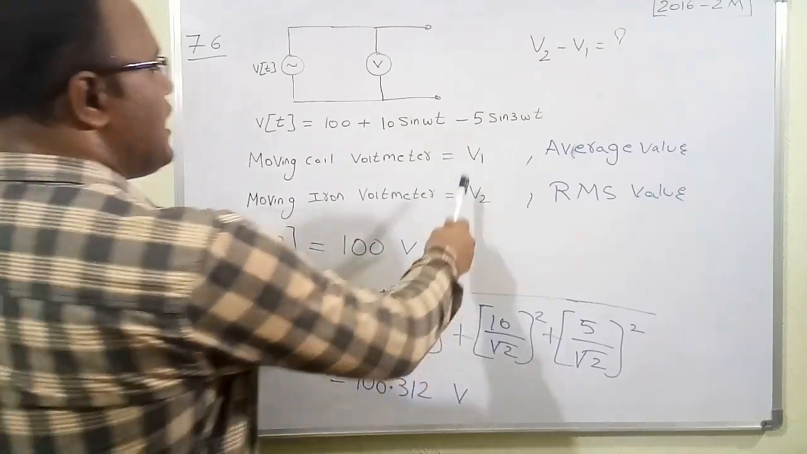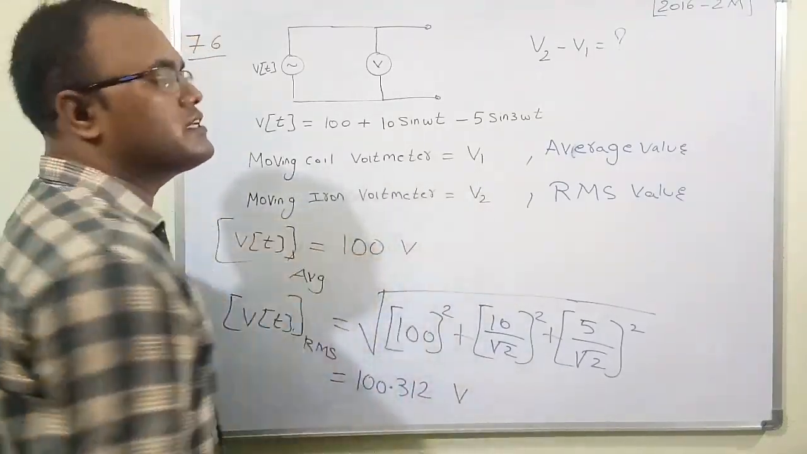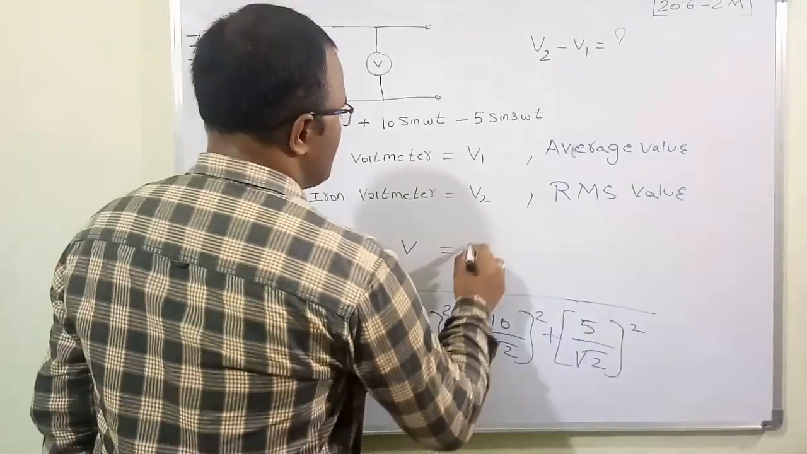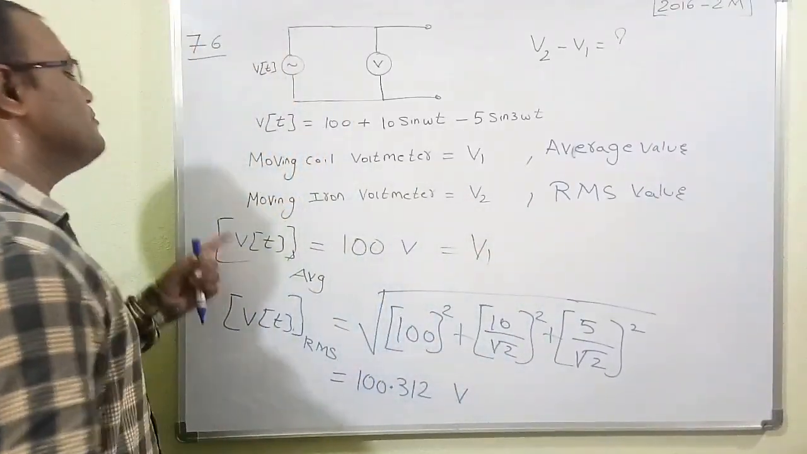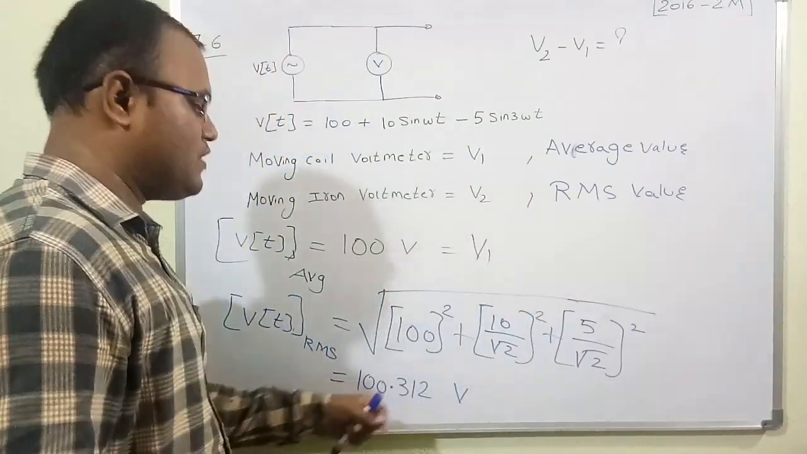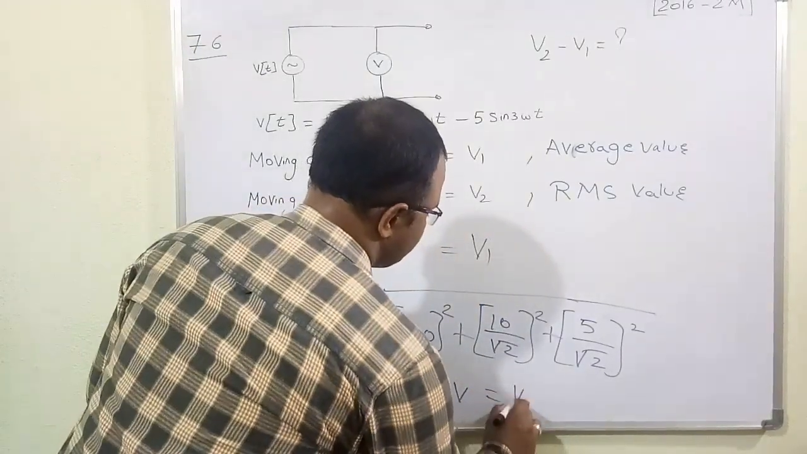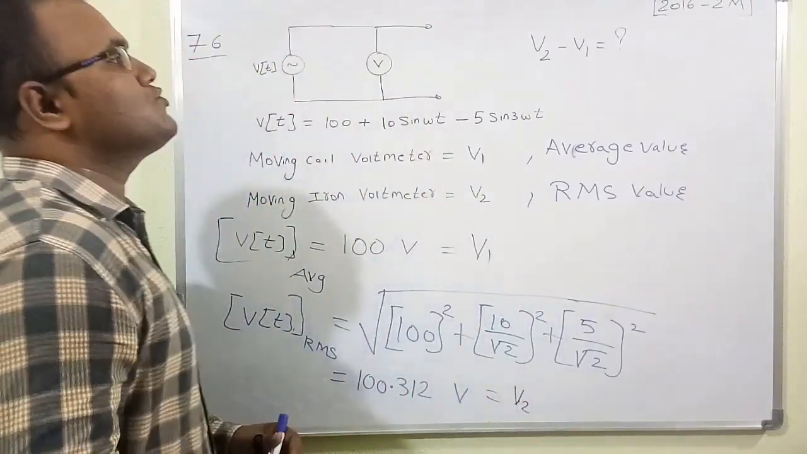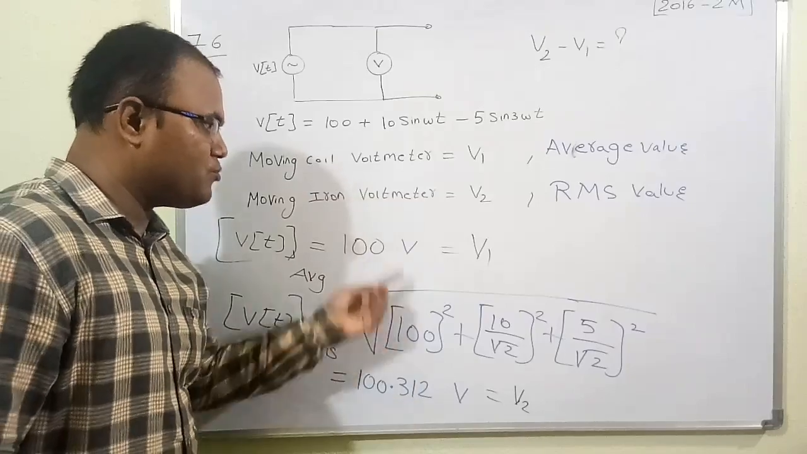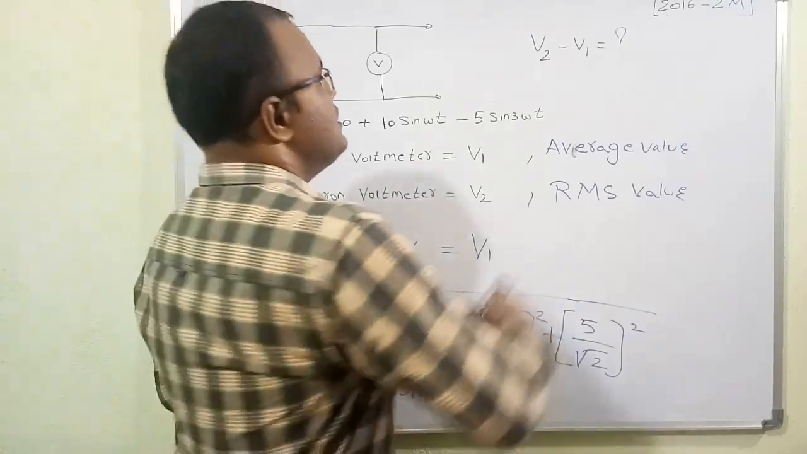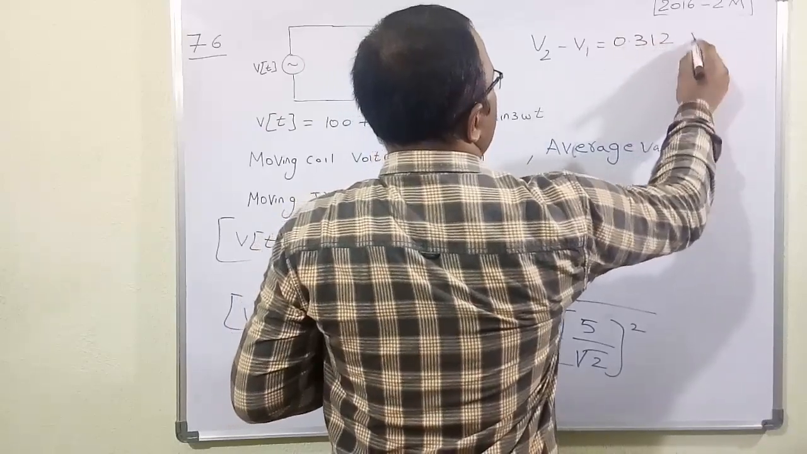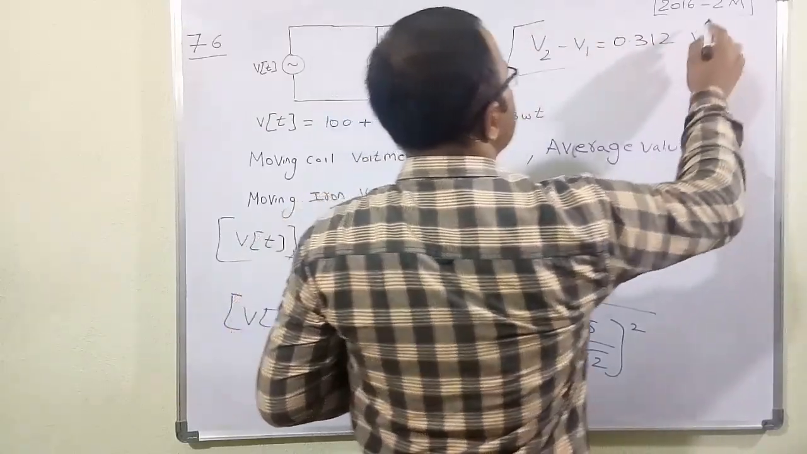The moving coil voltmeter reads the average value. So therefore this is the average value, and this is going to be V1. And similarly, the moving iron voltmeter is going to read the RMS value. So this is the RMS value, therefore this is V2. Our aim is to find V2 minus V1. So 100.312 minus 100 is 0.312 volt. This is the required solution of this numerical.